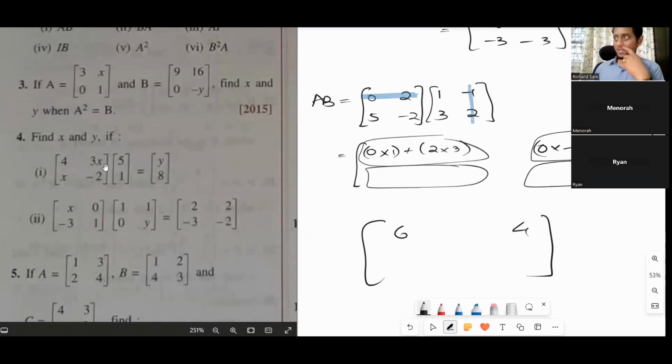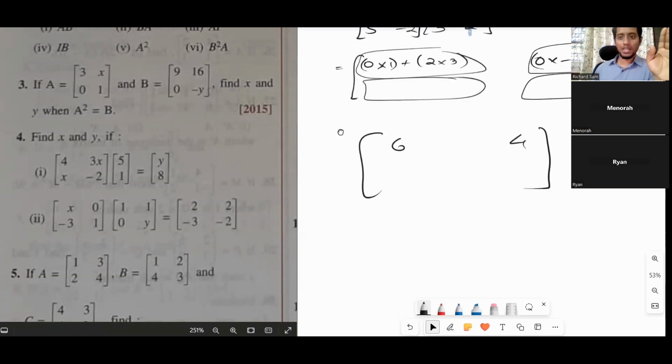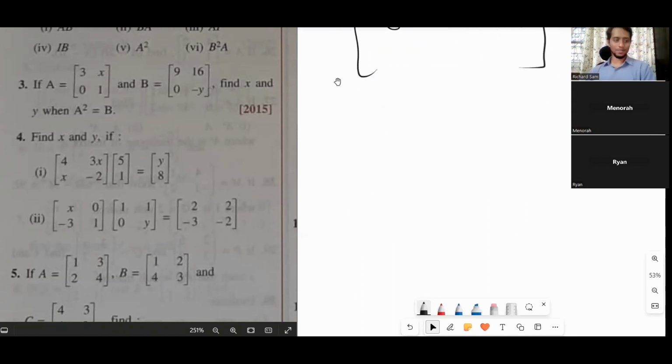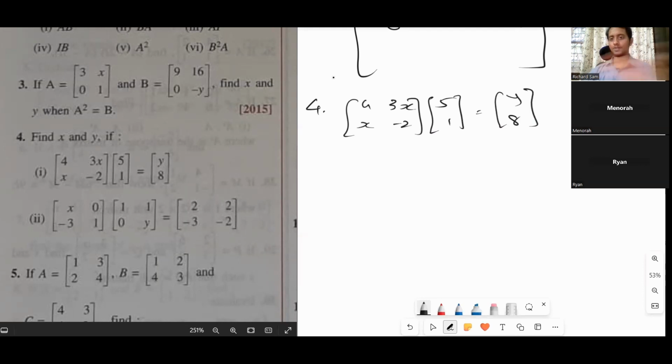Here you're getting equations now because you see x over there. So it is multiplication with x's and y's in between. So let's see the fourth one. Find x and y if 4, 3x, x and minus 2 is multiplied with 5, 1, and you will get y 8. So they're giving the answer also. They're saying if you multiply these two matrices, you will get this.